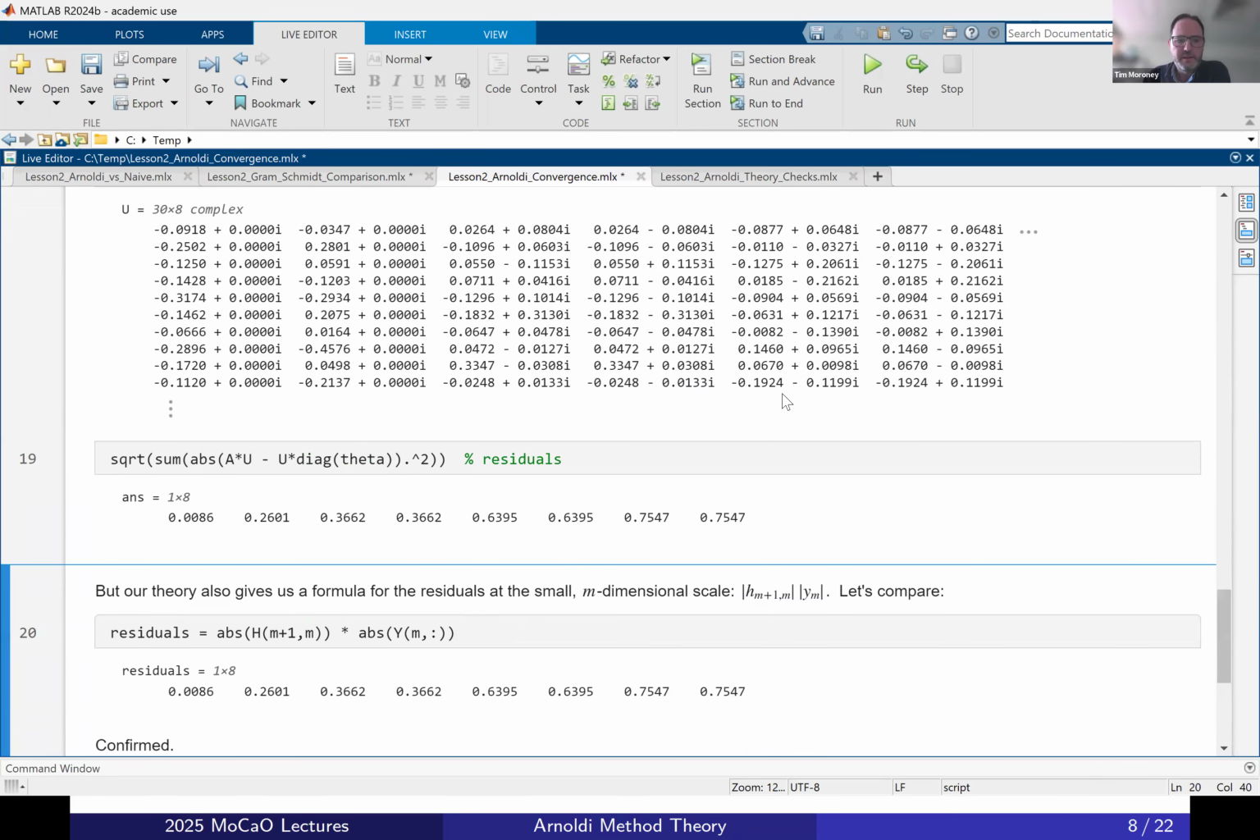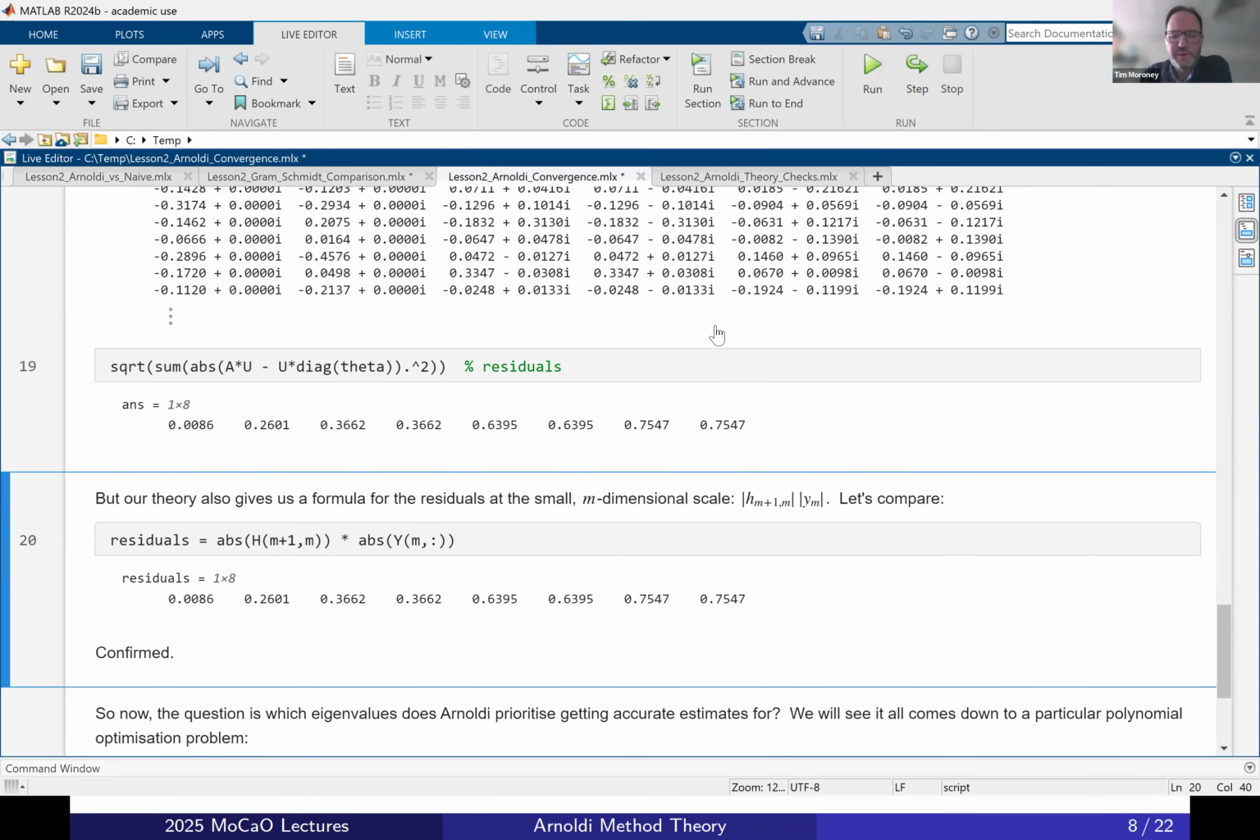But you didn't need to do all of that trouble. You could have just, as we mentioned, taken this h_{m+1,m} and the mth component of each of the y's and gotten the residuals that way. Okay, so that's just another confirmation that things are all working as they should.